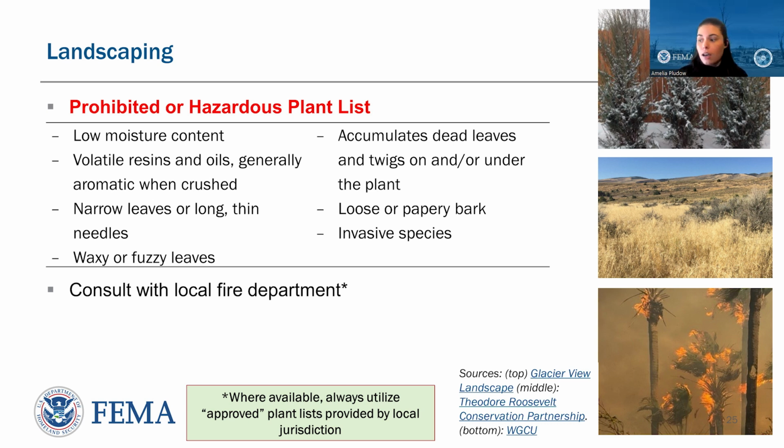On the flip side, we also recommend utilizing prohibited or hazardous plant lists. Some of the criteria that go into determining if a plant is prohibited or hazardous are low moisture content, having volatile resins and oils, and one way to check for this is that they're generally aromatic when crushed, narrow leaves or long thin needles, or waxy or fuzzy leaves. Plants that accumulate dead leaves and twigs on or under the plant, loose or papery bark, and invasive species. So some examples of typically hazardous plants are shown here.